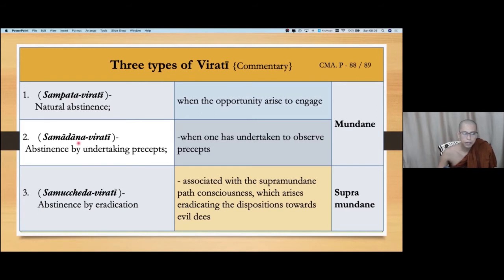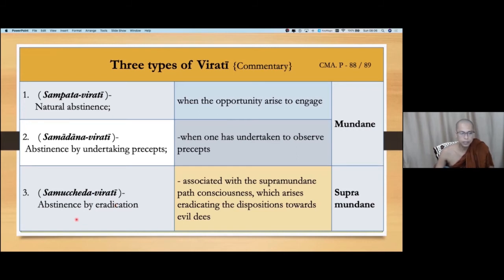Then samadhana virati, abstinence by undertaking precepts. The first one, even though he is not taking a precept, he abstains. Then the second one, because he has undertaken to observe the precept, he abstains. That is called samadhana virati. Two of them are at the mundane level. So with the mundane wholesome consciousness, two kinds of virati arise, sampatta and samadhana. It just makes a difference whether they are taking a precept or not.